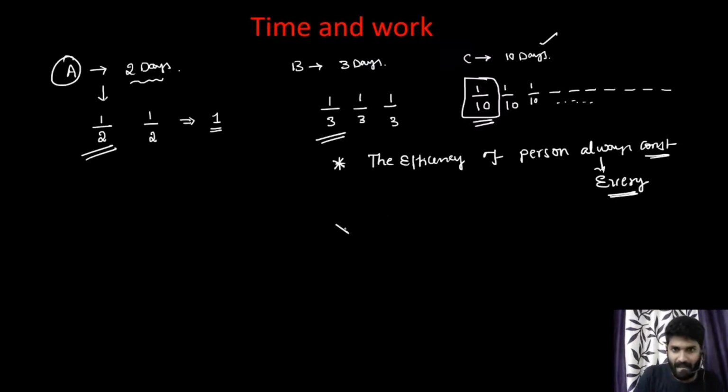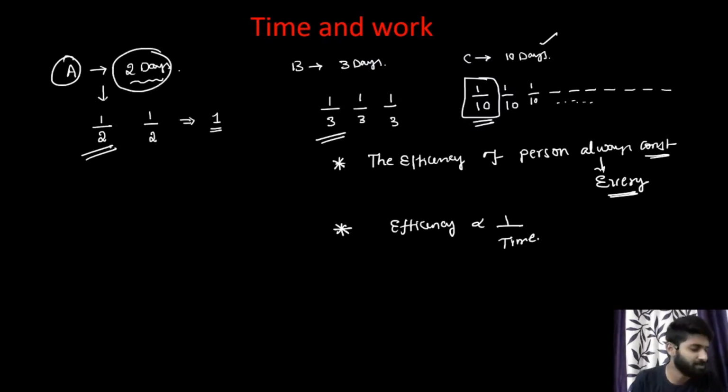Point number one. And point number two, remember, guys, how we calculate efficiency? The efficiency is inversely proportional to the time. For example, a person completes the work in 2 days, the efficiency of the person is 1/2. If he completes the work in 3 days, the efficiency is 1/3. If he completes the work in 10 days, the efficiency is 1/10. So the first information is that the efficiency of a person is always constant, and the efficiency is inversely proportional to the time. That is point number two.